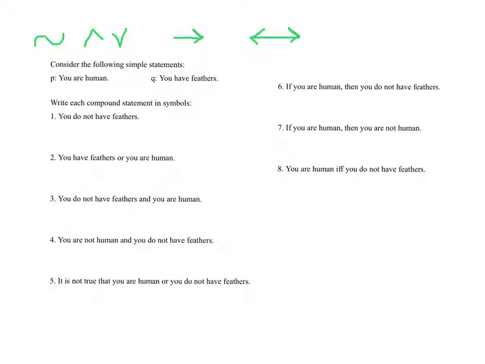So, our first statement is, you do not have feathers. So the simple statement there is, you have feathers. So that's Q. But we're saying you do not have feathers. So we need to use the tilde to negate that statement, you have feathers. So if I wanted to write this statement in symbols, I would say not Q. So you do not have feathers is not Q.